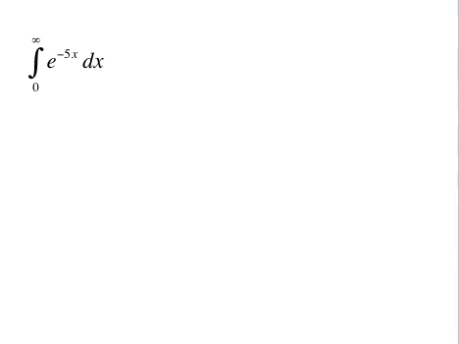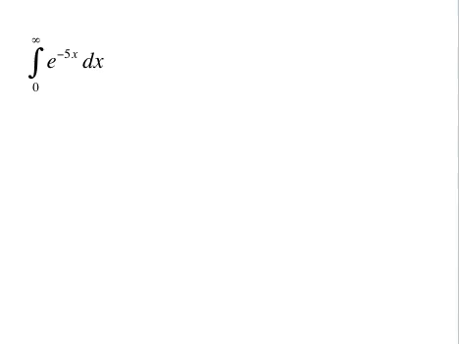We're going to examine the integral from 0 to infinity of e to the negative 5x. There are no internal discontinuities on this function. E to the negative 5x is defined for all real values of x. It is an improper integral, though, because it is going to infinity. We're going to need to rewrite that as the limit as b goes to infinity.